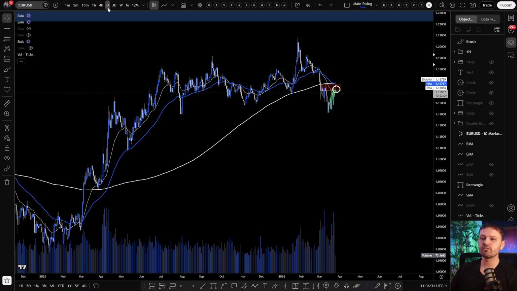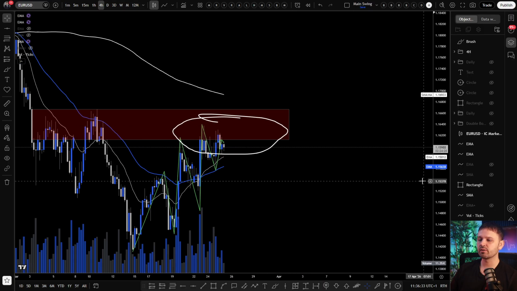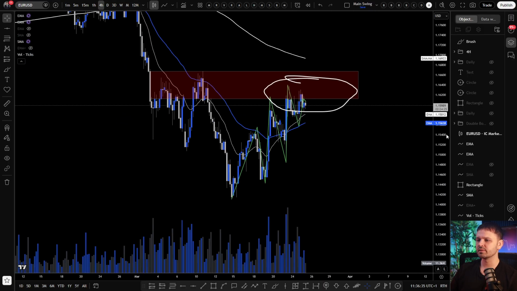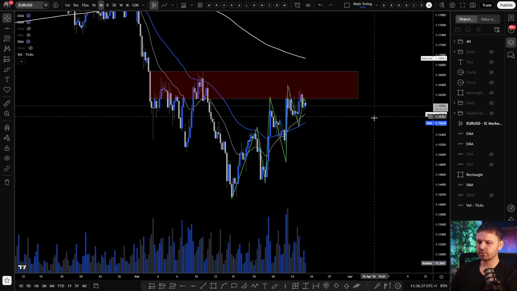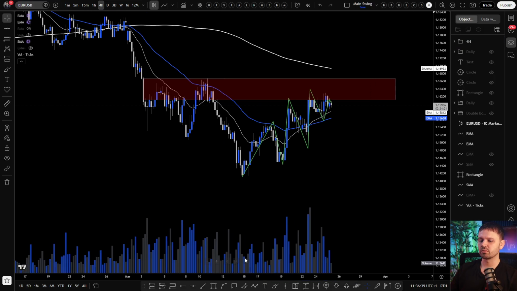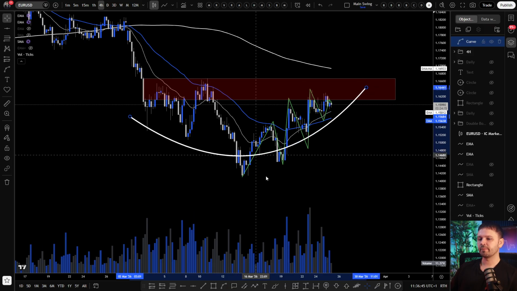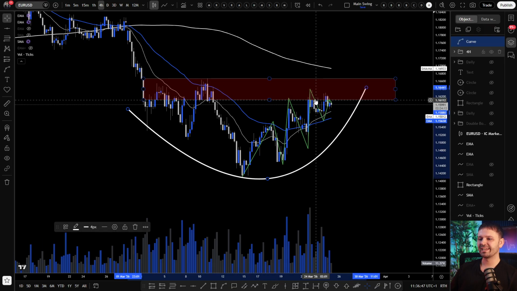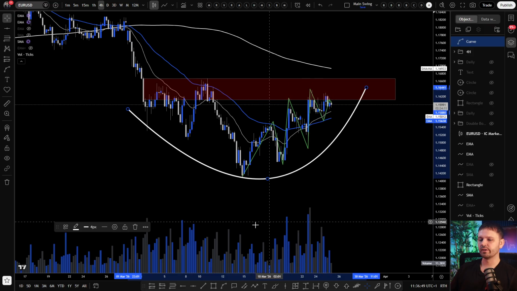So going into the 4 hour, what I'm seeing for Ethereum here, this is not Ethereum, this is EURUSD. What I'm seeing on EURUSD here is this structure right here, where we kind of have a potential rounded bottom, right? With a nice little uptrend here on price.